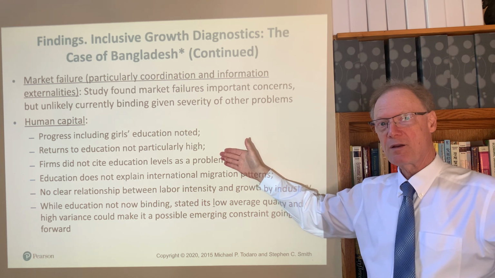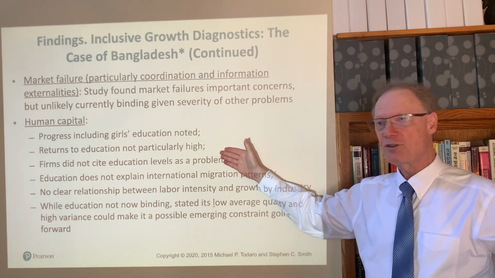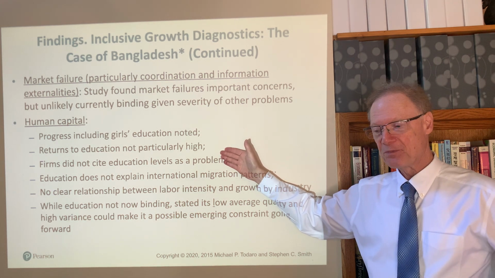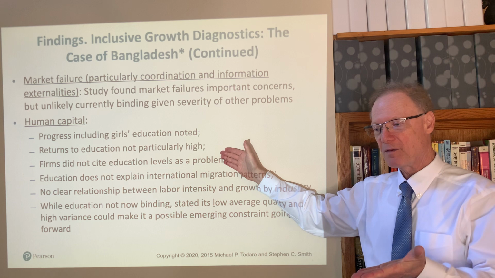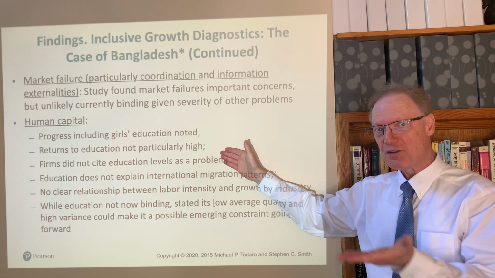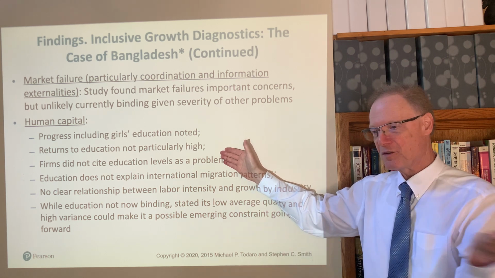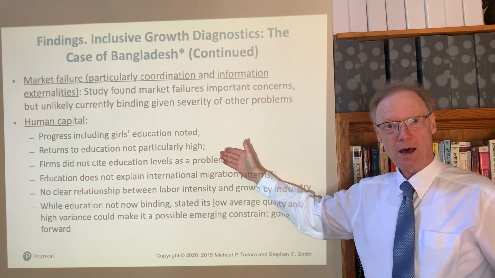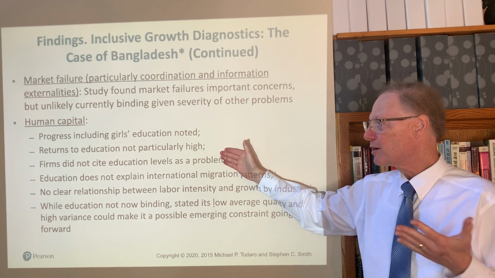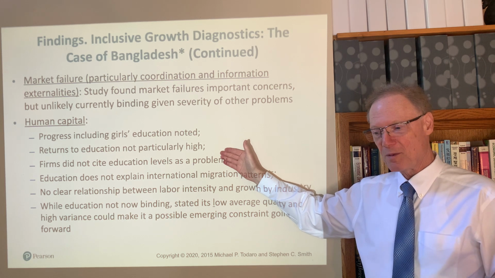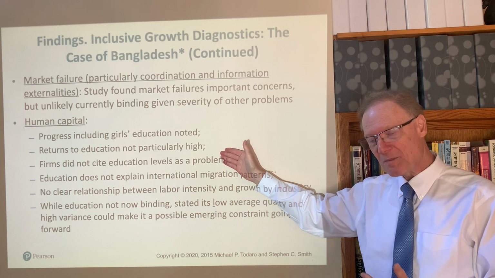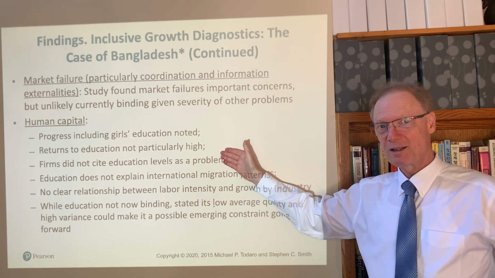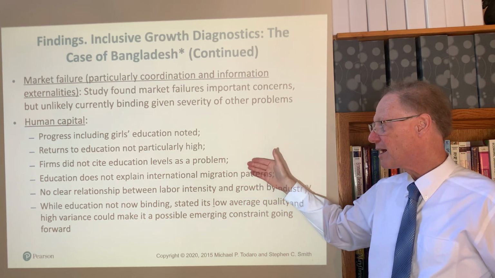I don't think anyone doubted that it was desirable for more progress to be made, but they also noted that at this point in time, the returns to education are not particularly high. And so here, for example, the wage differential in getting to the next level, such as finishing 8th grade or finishing 12th grade, was not that high over those who had not. So it didn't mean education was not a problem going forward, but didn't seem to be the thing holding back economic growth, including inclusive economic growth right now.